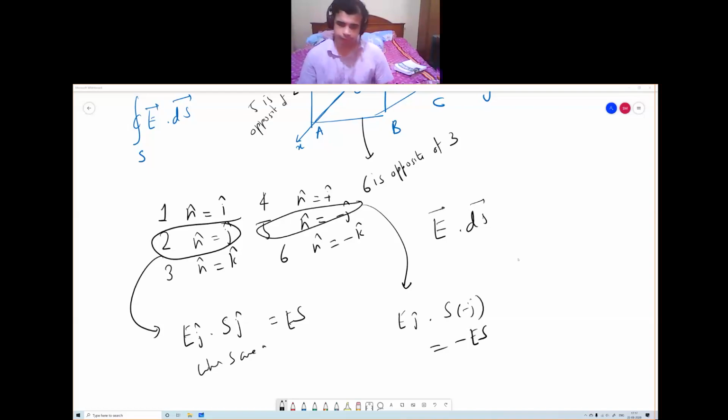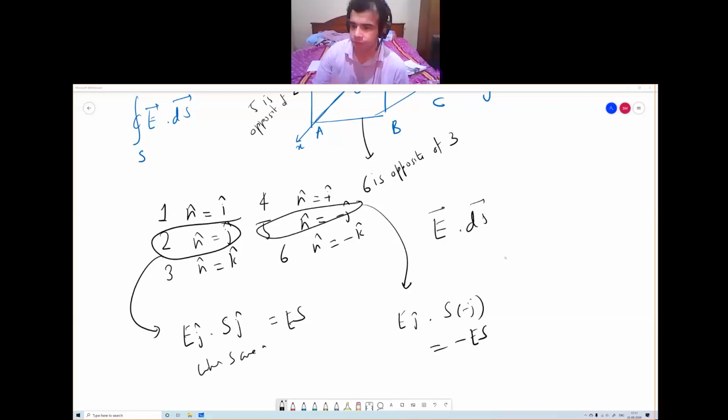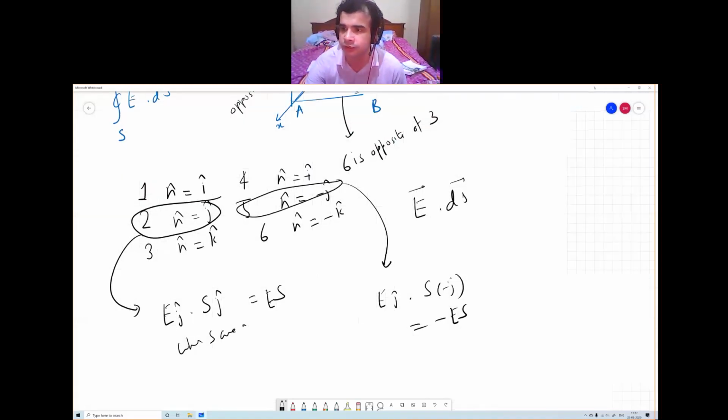Okay. So we established the fact that for any closed surface which does not enclose any charge, the electric flux through the closed surface is always zero. Right? Now let us consider surfaces which do enclose charges.